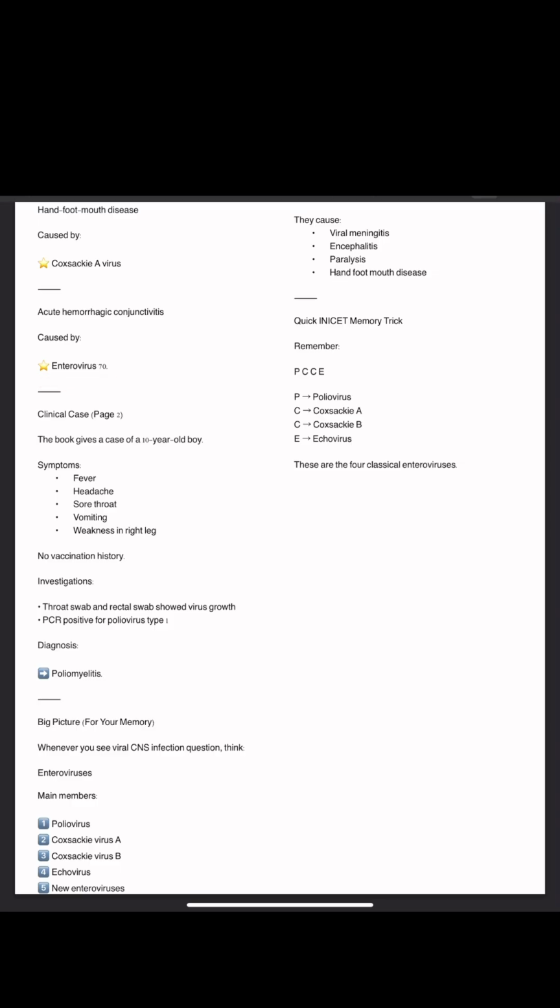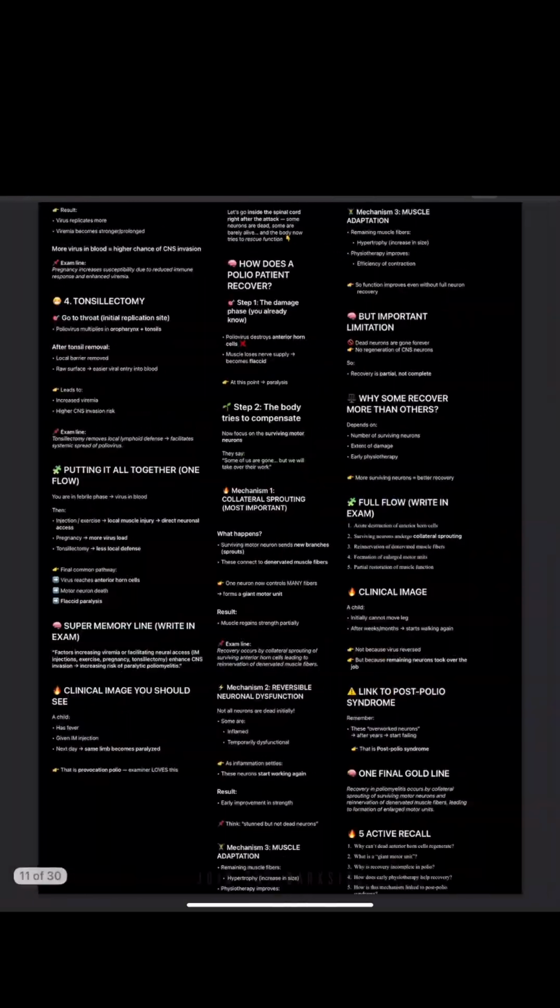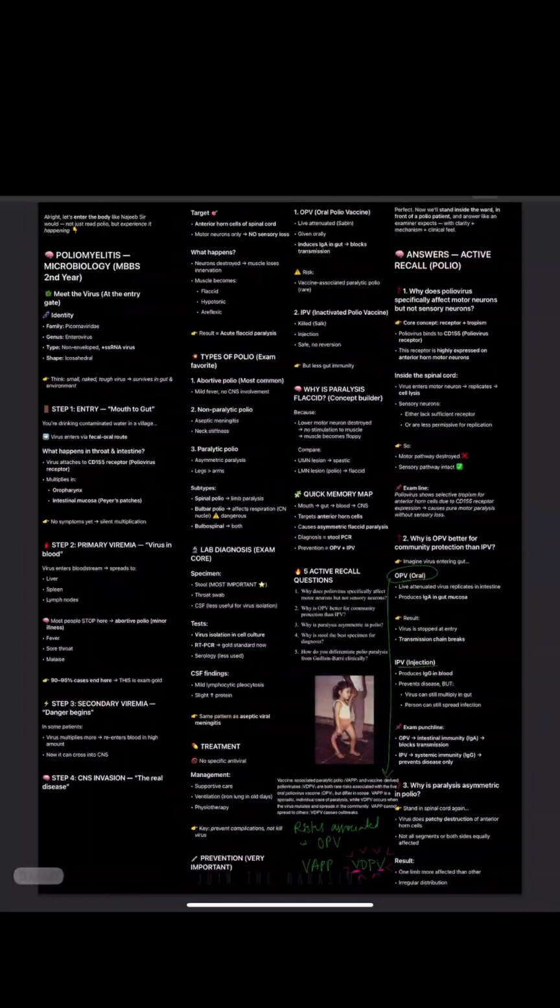Now the book gives us a case: a 10-year-old boy with fever, headache, sore throat, vomiting, weakness in his right leg, no vaccination history. Throat swab and rectal swab show virus growth, PCR is positive for poliovirus type 1, and the diagnosis is poliomyelitis. Now let us get into the picture of poliomyelitis. So let's take an overview before and then get on to what the book says. It will make the concept more clear.